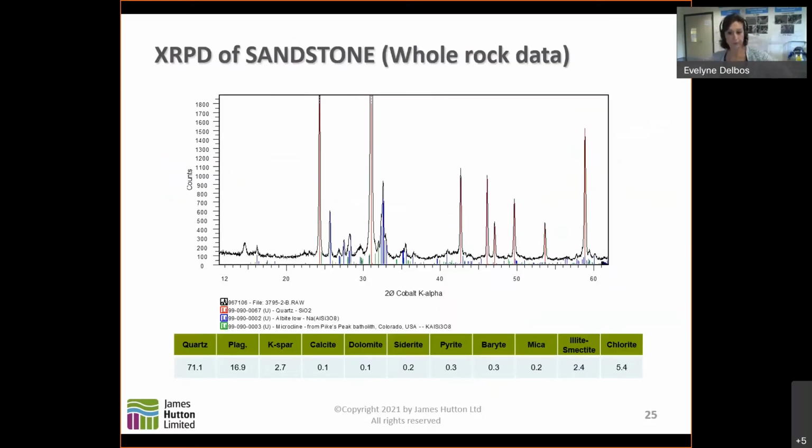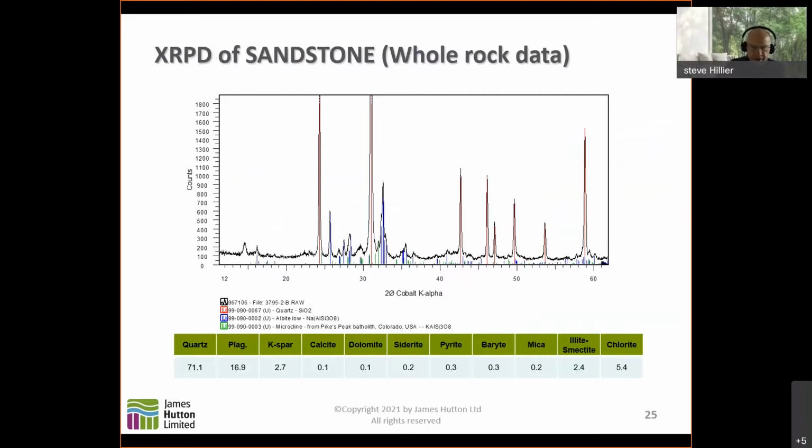Steve, you? Thanks, Jean. Yeah, so the first thing we would do is usually run a whole rock or bulk X-ray diffraction pattern of the material. That goes through the first phase of qualitative identification of the minerals present, and then moves on to the quantitative analysis.